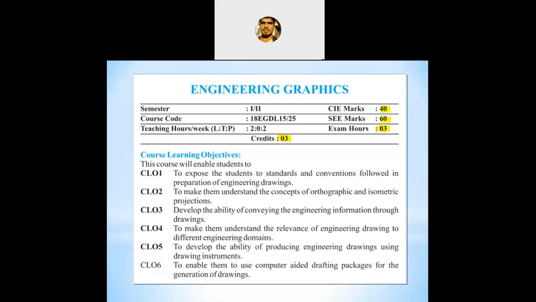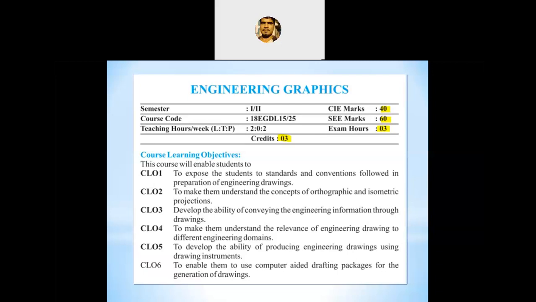The second objective is to make them understand the concept of orthographic and isometric projection. They are types of projections. You have to understand what is meant by orthographic projection and what is meant by isometric projection. They are different, not the same. Orthographic means we observe the object exactly perpendicular to our eye, and the same thing we draw on the drawing board or any other output devices. Ortho means exactly perpendicular, that is 90 degrees.